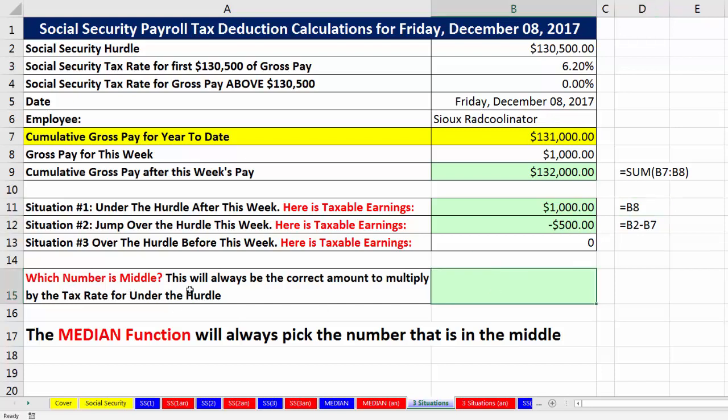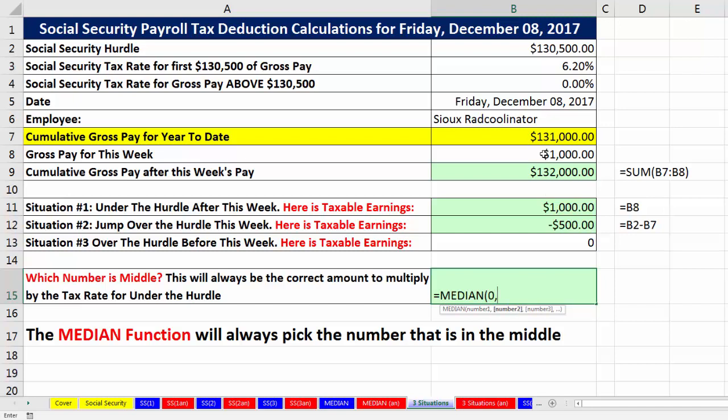If we have a formula, which of course we do with median, this will always be the correct amount to multiply by the tax rate for under the hurdle. So you ready? Equals median. Now, just like other aggregate functions, sum, average, and so on, we can actually put in as many different numbers. And internally, it will take all the numbers, sort them, and pick the one in the middle. I'm going to put a 0. That's a hard-coded number, comma.